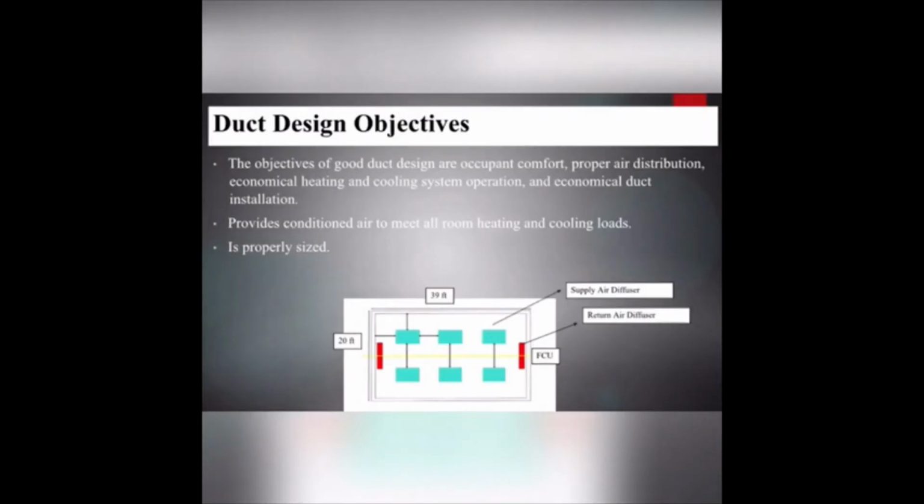The objective of good duct design is to comfort occupants, distribute proper air, economical heating and cooling system operation, and economical duct installation. It also provides conditioned air to meet all room heating and cooling load. Is properly sized. 39 feet for length and 20 feet for width. Thank you.